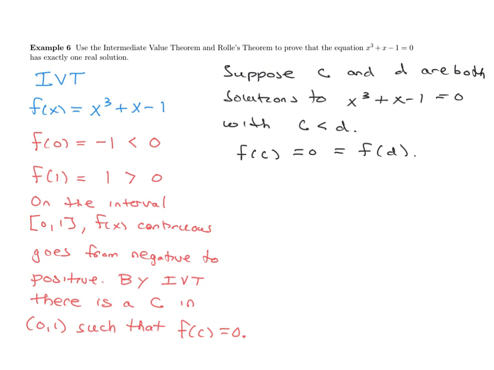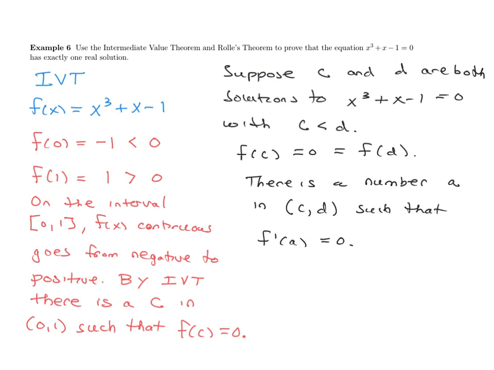We can use Rolle's theorem in this case because we have a continuous function that is differentiable on this interval and the endpoints are equal. So we can say there is a number, I'll have to call it something else, but I'll call it a. There is a number a in the interval from c to d such that f prime of a is equal to 0. Let's look at the derivative of f. f prime of x is equal to 3x squared plus 1. And we just found a number a where 3a squared plus 1 is equal to 0.